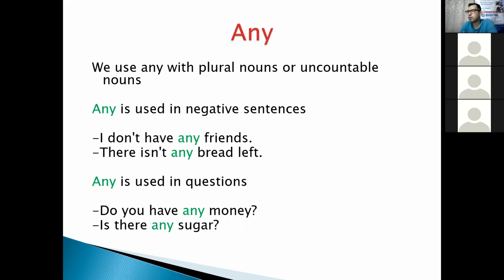Any. We use any with plural nouns or uncountable nouns. Any is used in negative sentences. Examples: I don't have any friends. There isn't any bread left.